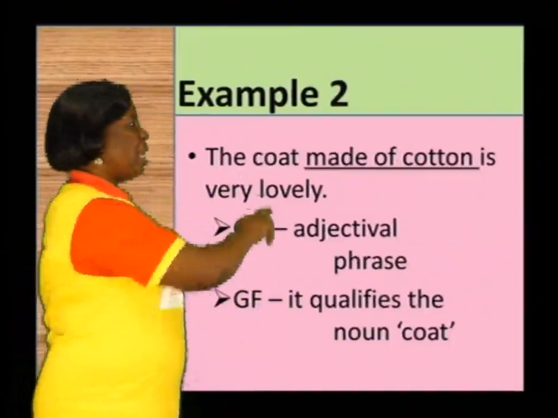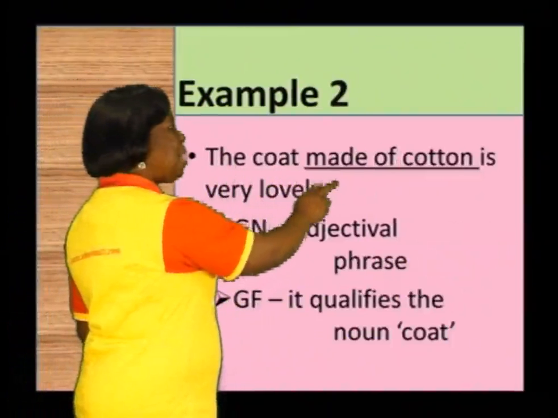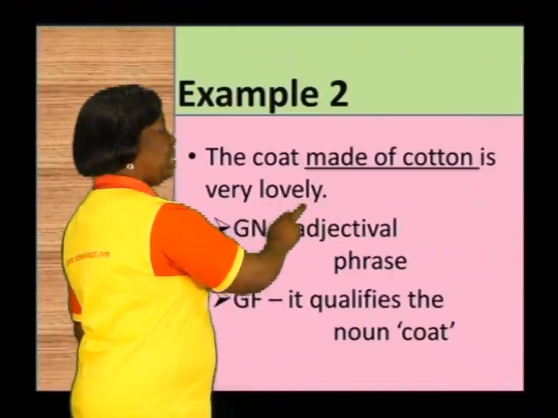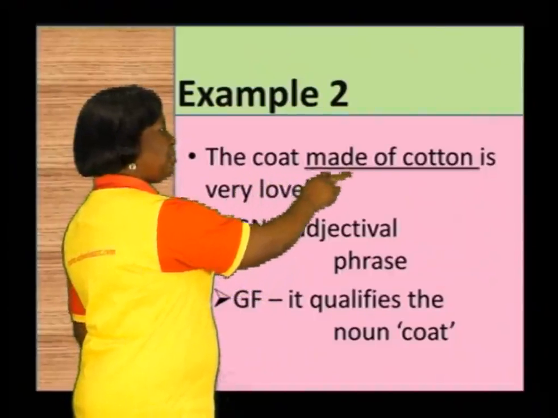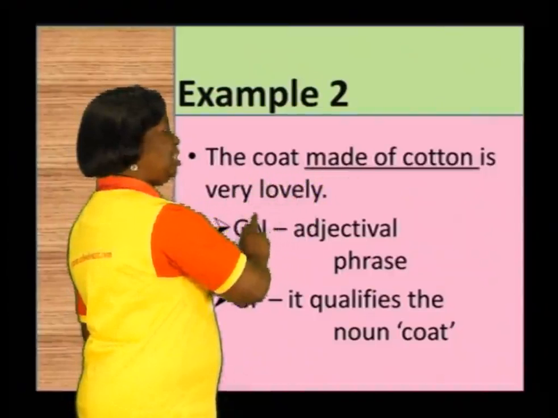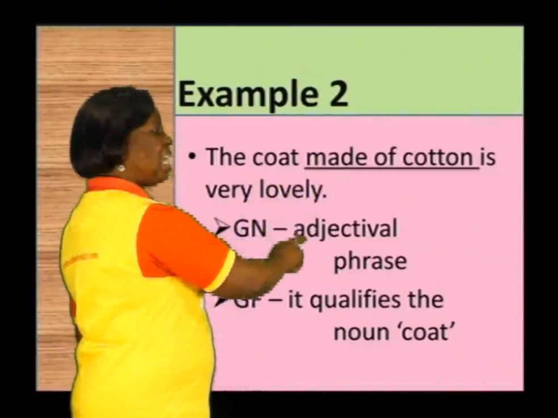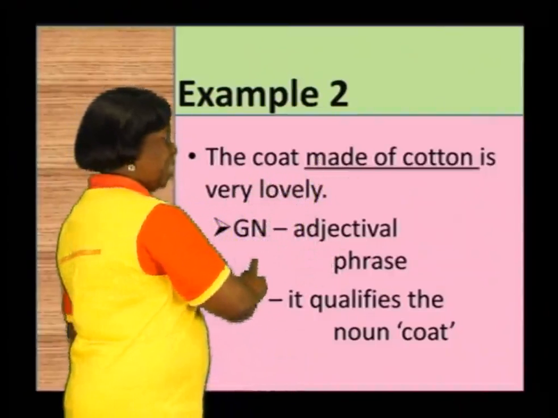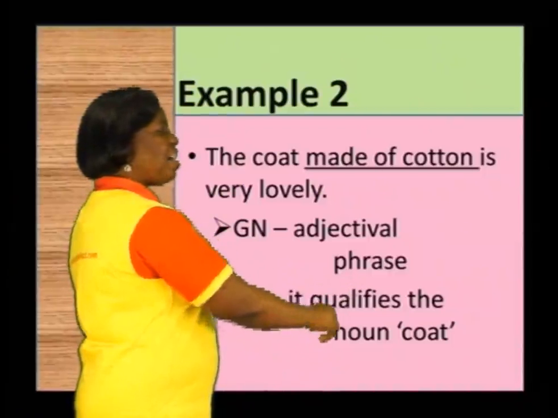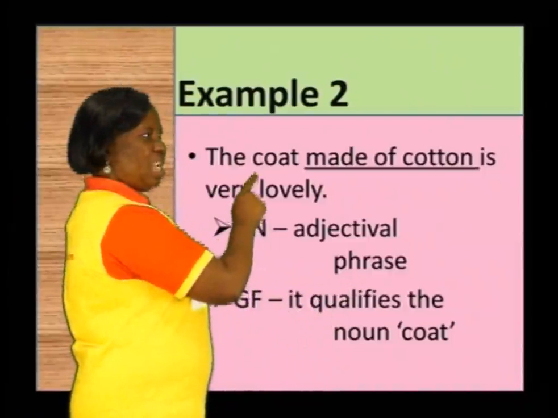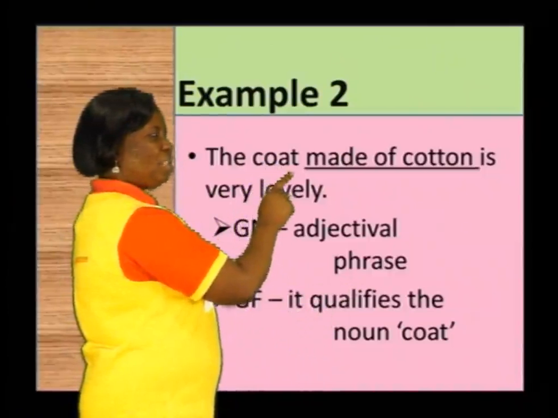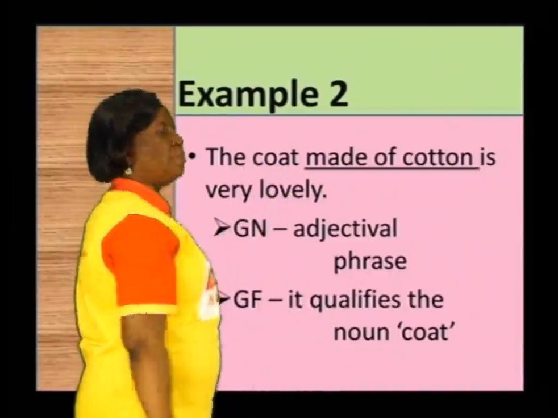Example 2. The coat made of cotton is very lovely. The GN of the underlined expression here is adjectival phrase, and the GF is it qualifies the noun coat. The noun that the underlined expression qualifies is coat.